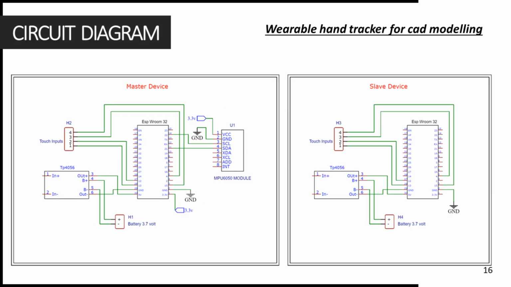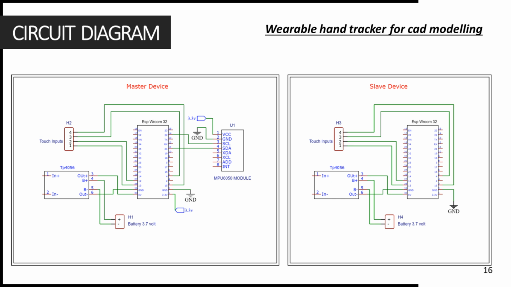And coming on to the circuit diagram, to the left we have the circuit diagram of the master device, and to the right the circuit diagram of the slave device. The master device circuit diagram consists of an ESP32 chip with an MPU6050 IMU unit and a TP4056 charging controller unit connected to the 3.7 volt LiPo battery. The slave device also has a similar circuit and lacks only an MPU6050 IMU unit with respect to the master device.